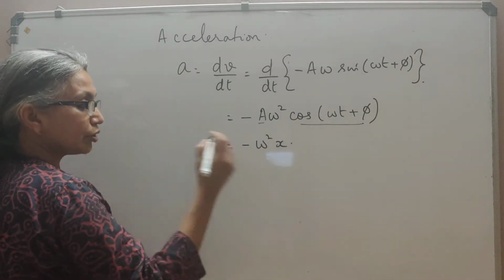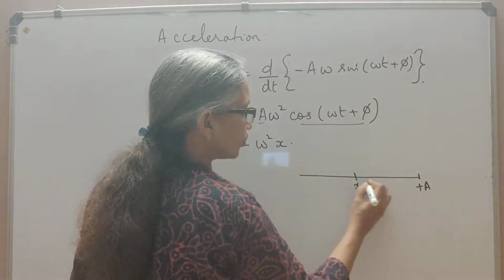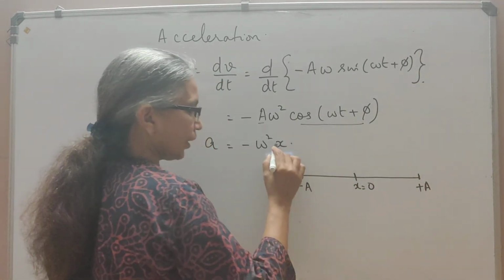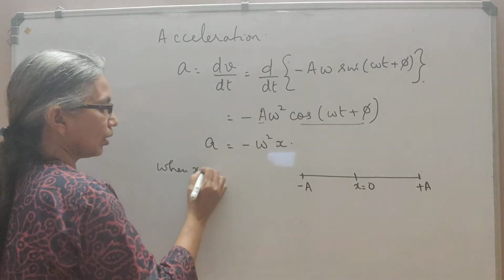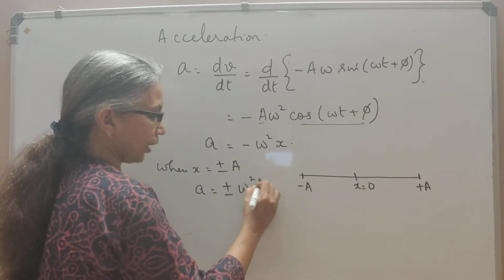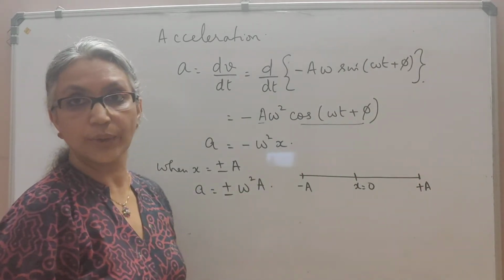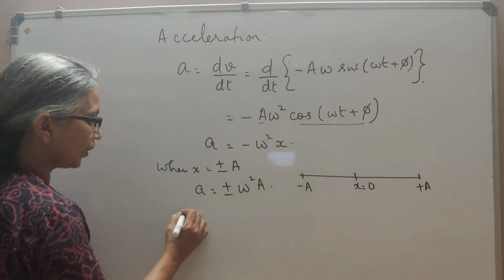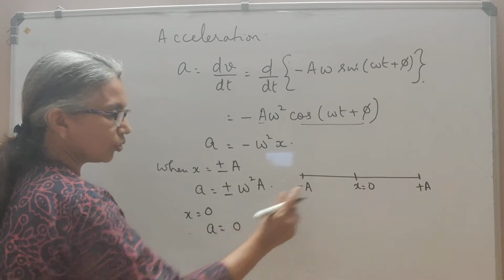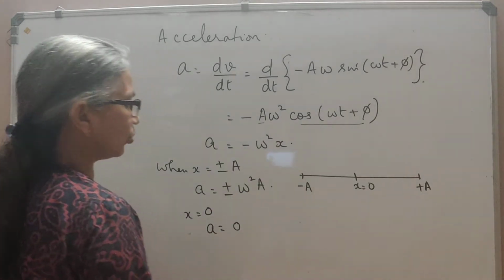Showing you that at the two extreme positions, this is the plus a, right extreme. This is the mean position. This is the left extreme. Now at the two extreme positions, when x is equal to plus or minus a, the acceleration will be plus or minus omega square a, which is the maximum acceleration. Acceleration takes the maximum value at the two extreme positions. At the mean position, when x is equal to 0, you see the acceleration is simply 0. No acceleration at the mean position. So acceleration is maximum at the two extreme positions.